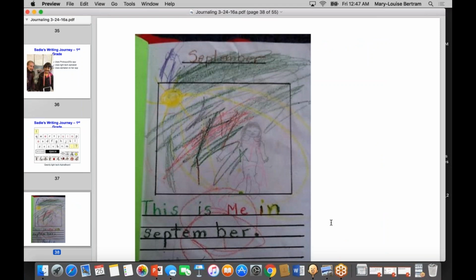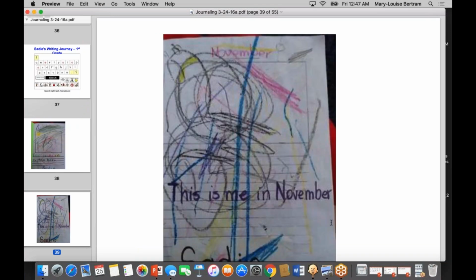Somebody else drew some pictures for her. You can see the little picture of a girl and the sunshine, and they wrote September, and they wrote "This is me in September," and then they asked Sadie to write about it, and she took some crayons and she did some scribbling, and you can see that her scribble is including some circles and lots of different up and down lines and so forth. So let's go to the next one and see what kind of progress we see between September and November.